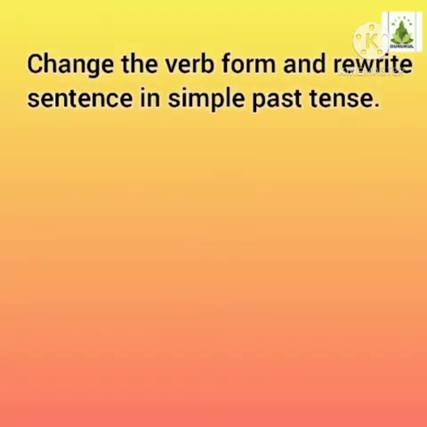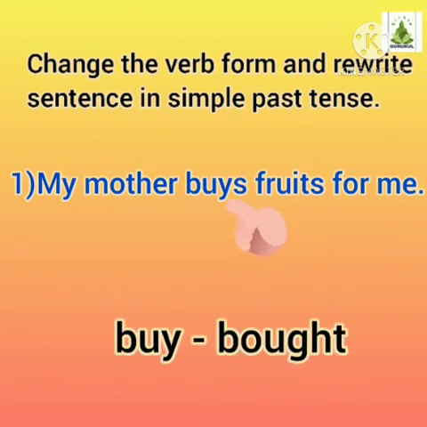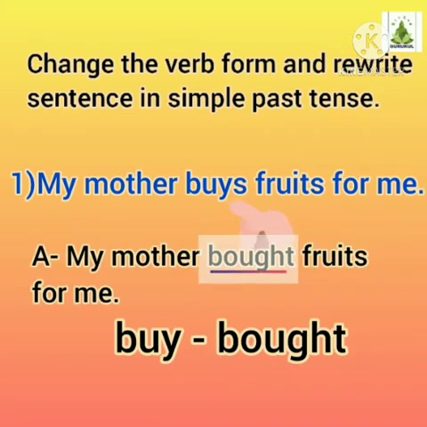Exercise. Change the verb form and rewrite the sentence in simple past tense. First, my mother buys fruits for me. Can you guess the verb from this sentence? Very good. Buys is the verb in this sentence. We write buys in the past form as bought. Answer, my mother bought fruits for me.